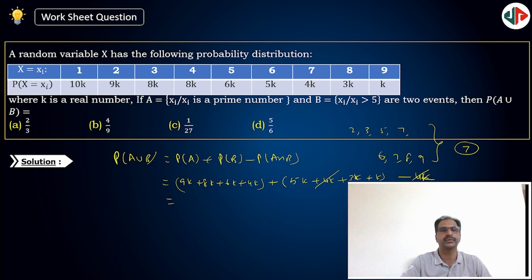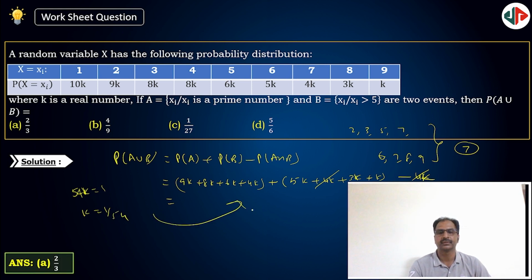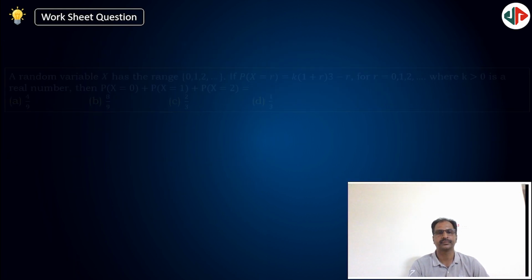What is the sum of all probabilities? 19, 27, 35, 41, 46, 54k. 54k is 1. So k is equal to 1 by 54. Substitute this k here and simplify it. You'll get the option.